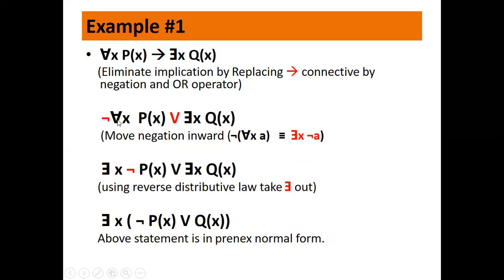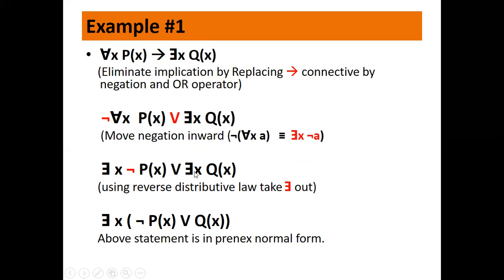Now the negation is associated with for all x, so it gets converted to there exists x, and the negation is moved inside, associated with the literal. Is it fine? Everything else is the same: there exists x, negation of P of x, or there exists x, Q of x. Now we apply the reverse distributive law so that there exists x can be taken outside. You can observe clearly that there exists x is common in both. If you just remove it out, then it will be negation of P of x or Q of x. This is what we have done here.